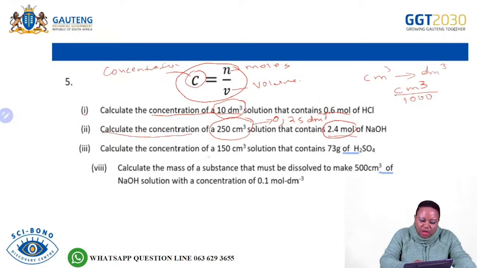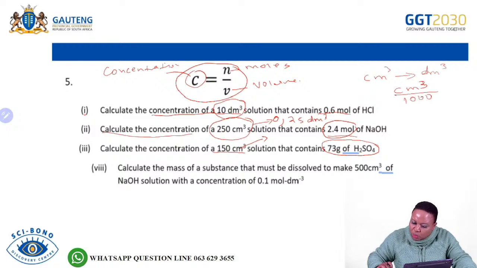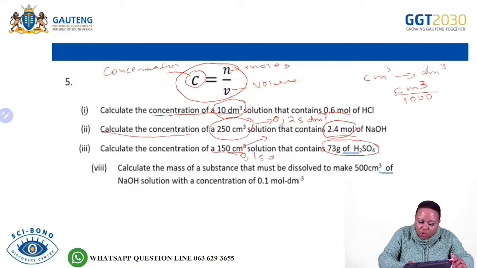When you look at this one, you can see also that we are given 150 cubic centimeters of now 73 grams of sulfuric acid. We know that the first thing that we need to do, we need to convert those cubic centimeters into cubic decimeters, whereby we are going to just say 150 divided by 1,000, which will make us get the cubic decimeters, which are 0.15 cubic decimeters. And also, you are given the mass and the molecular formula.